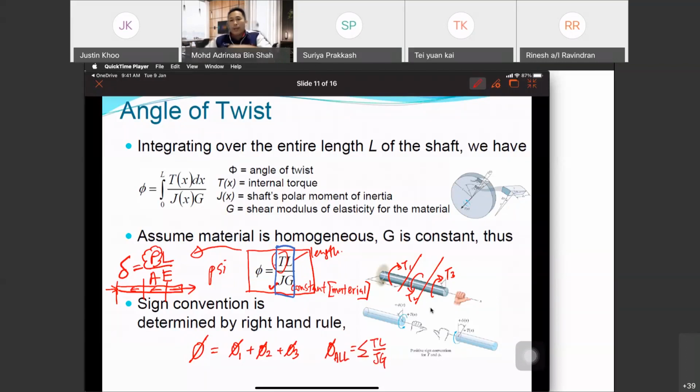So you can imagine that if you have your hand, and you give a torque, and then here you give another torque, and then this one is reversing, a reverse torque. So that is the total angle of twist here, twist again here, and then the other reverses. So it is the summation of all the angles of twist. Okay, so that is the angle of twist.